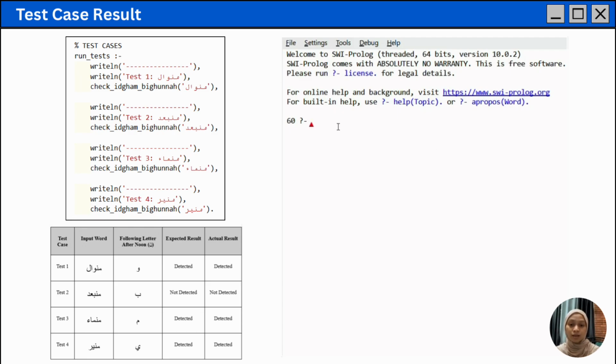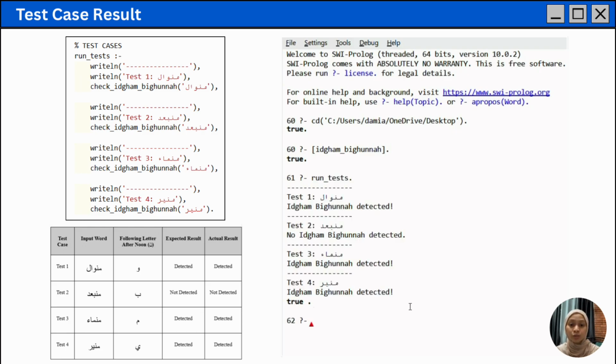First, I set the directory to my project folder. Then I load the Prolog file, and I can run all test cases just by writing run test. I can also test manually using check idgham bighunnah. This word is detected as idgham bighunnah.